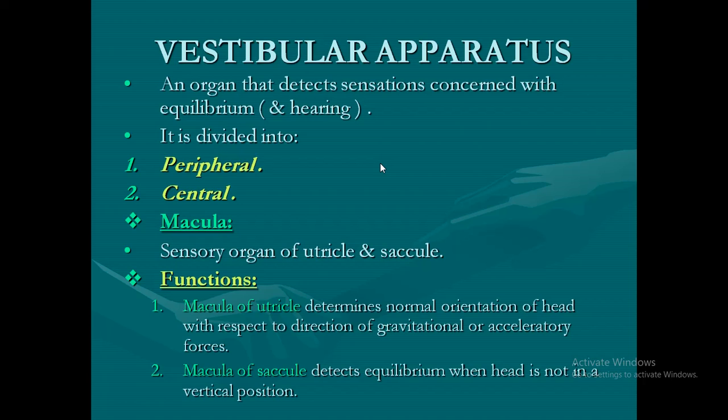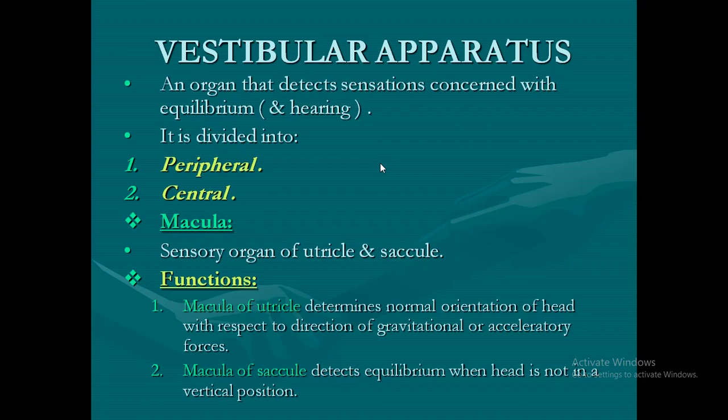Okay, regarding the vestibular apparatus, we have a sensory organ of utricle and saccule. Before I embark upon this sensory organ, I would like to reiterate that there are three structures concerned with the maintenance of balance, that is the utricle, saccule and the semicircular canals. I hope that you are well conversant with these structures. Okay, so what is macula? It is the sensory organ of the utricle and saccule.